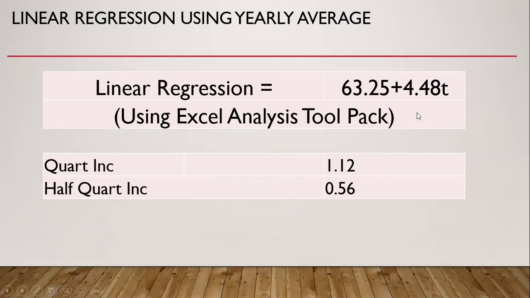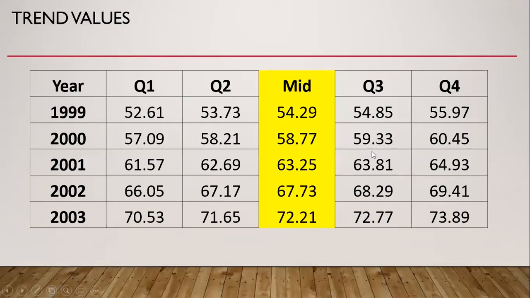So using this yearly increment, quarterly increment, and half quarterly increment, we can calculate the trend values for all the quarters. If we take the yearly trend as a mid value, for the previous quarter we subtract the half quarterly value, and for this quarter we subtract one quarter value from this. So these are the trend values. This is how we calculate the trend values.